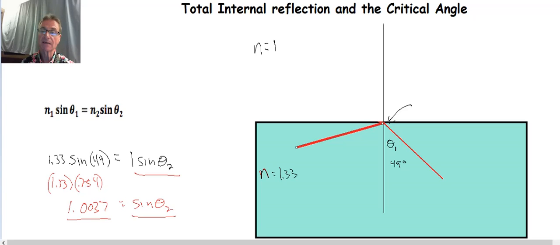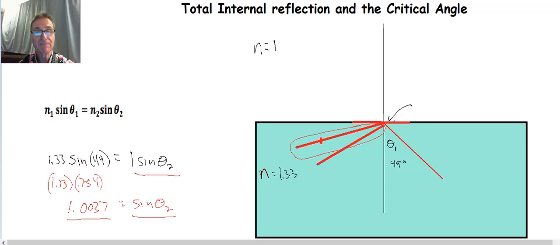Okay, so in this case, the angle theta 1, 49 degrees, is the angle of incidence for the surface up here, right? The angle that this beam reflected at should be 49 degrees, and it's not drawn very well there. See if I can draw that again here. That beam actually reflected at the same angle, and this angle should be 49 degrees.